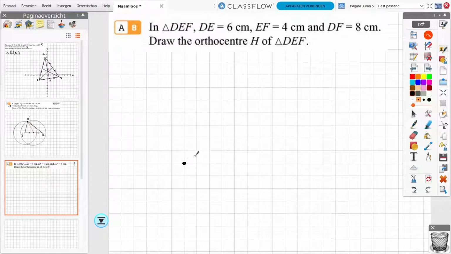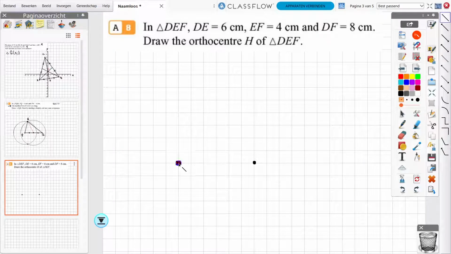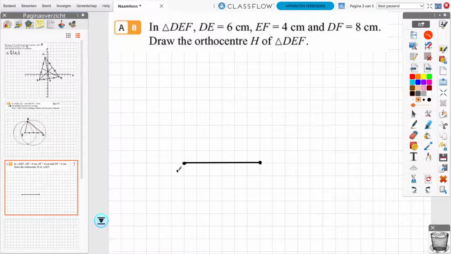D, 1, 2, 3, 4, 5, 6, E, like this, right? Oh, let's not do that in red. Let's do that in black, like this. And of course, don't forget to name it DE. Now, from E to F is 4 centimeters, and from D to F is 8.